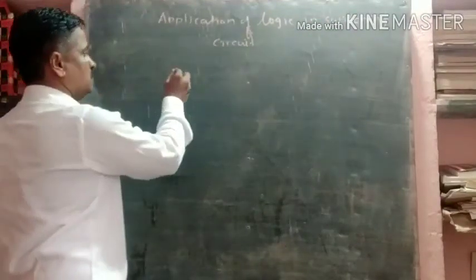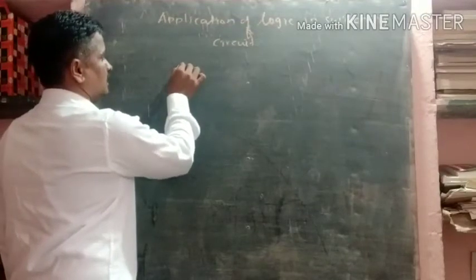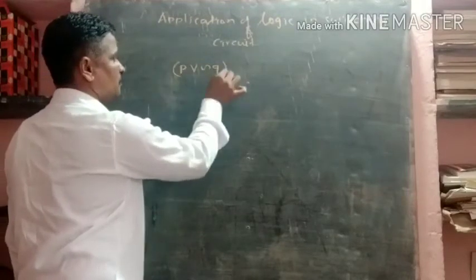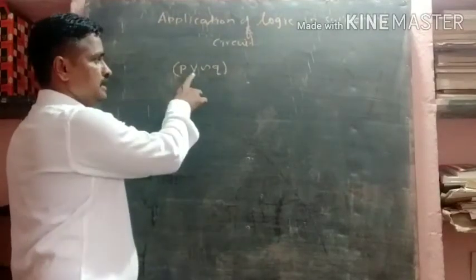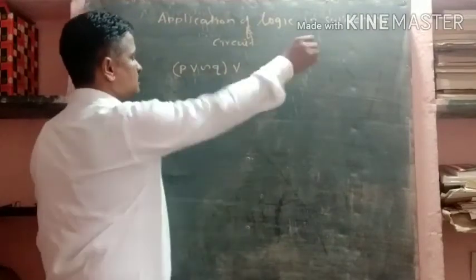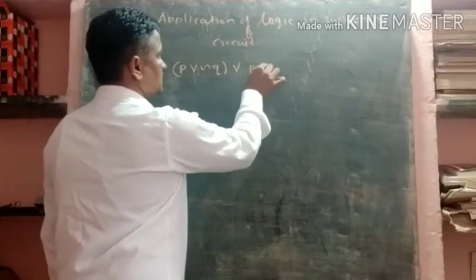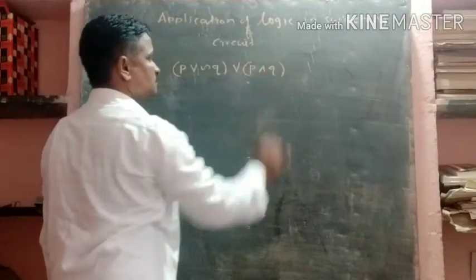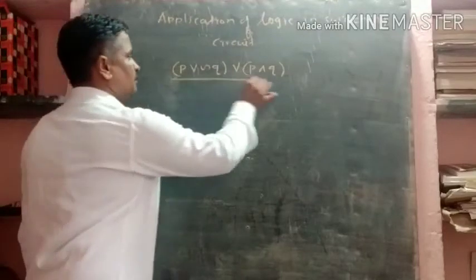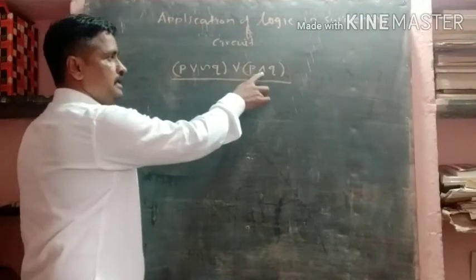So first of all consider this statement: P disjunction negation Q, disjunction with P conjunction Q. Observe this statement, read as P disjunction negation Q, disjunction with P conjunction with Q.